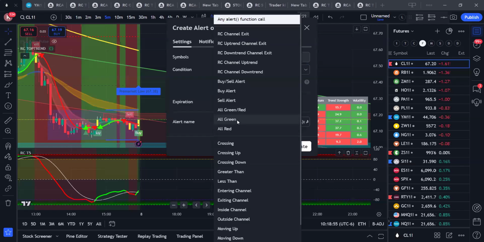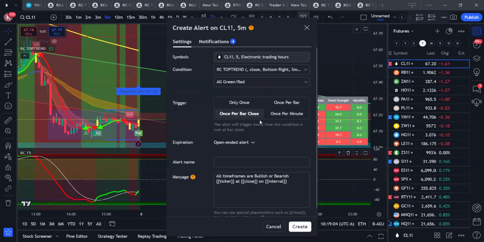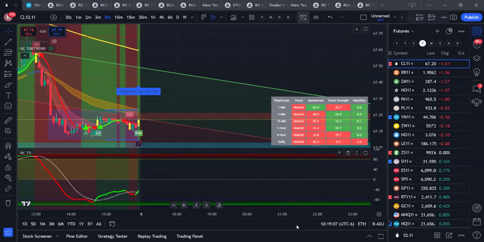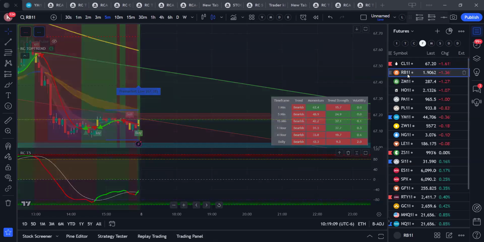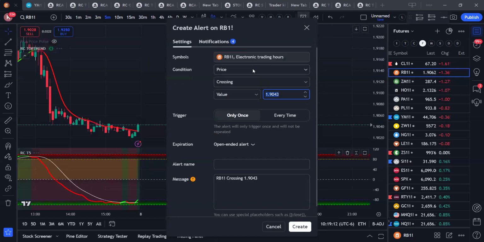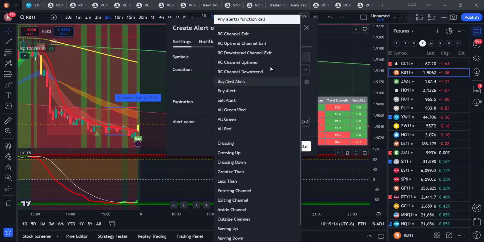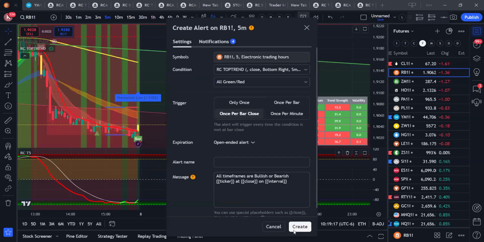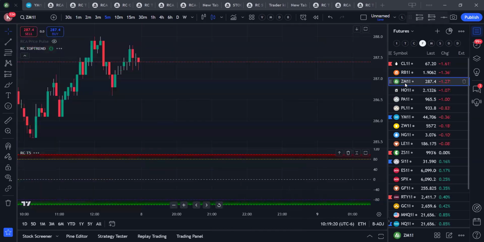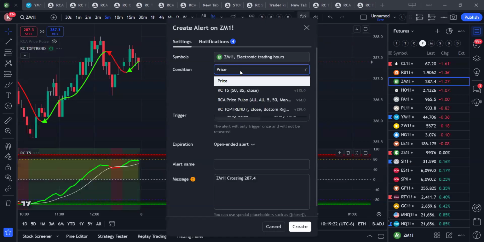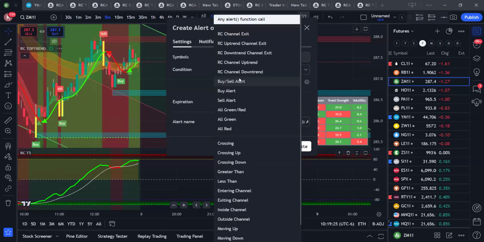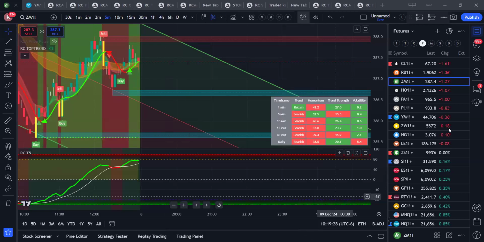You can set one notification for all green, one notification for all red, or I can just go and set a notification like this. Click on once per bar close, click on create. I'll do the same thing for everything. For RB, I'll go here and set all green or red once per bar close. ZM. So like this, you can create the notifications for ES, NQ, RTY, GC, all your tickers.